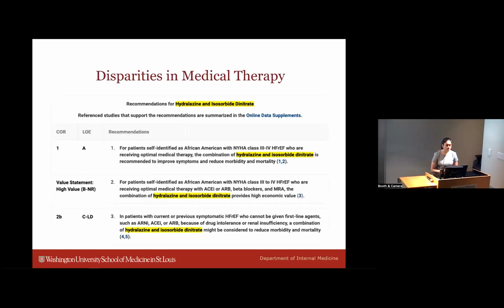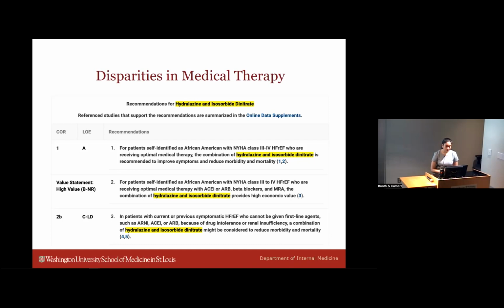So, disparities in medical therapy. Guideline-directed medical therapy for heart failure is rapidly changing. There are novel therapies including angiotensin receptor neprilysin inhibitors and SGLT2 inhibitors that show improvements in morbidity and mortality. Current guidelines for the treatment of stage C heart failure with reduced ejection fraction also include the use of combination therapy with hydralazine and isosorbide dinitrate as a class 1 recommendation, as depicted in this figure.